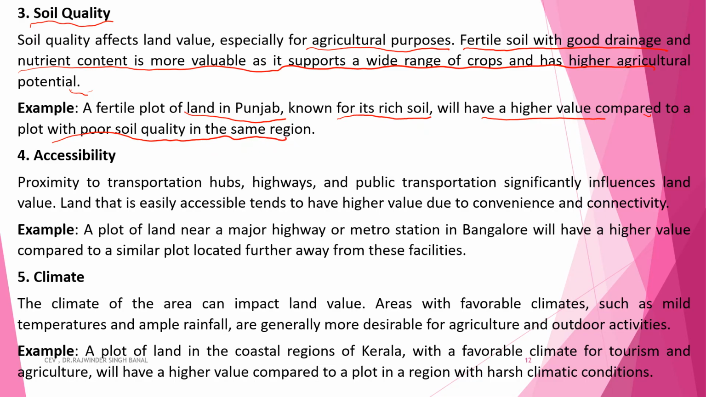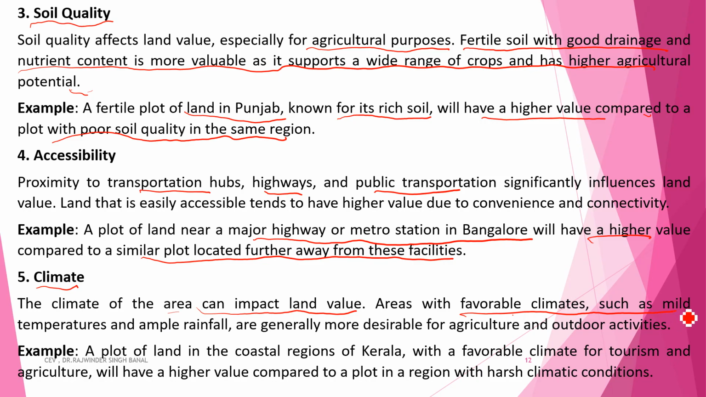Then accessibility. If the property is nearer to transportation hubs, highways, and public transportation, it will naturally have a higher value. So a plot of land near a major highway or metro station in Bangalore will have a higher value as compared to a similar plot located further away from these facilities. Then climate. The climate of the area impacts land value. Areas with favorable climate such as mild temperature and ample rainfall are generally more desirable for agricultural and outdoor activities.